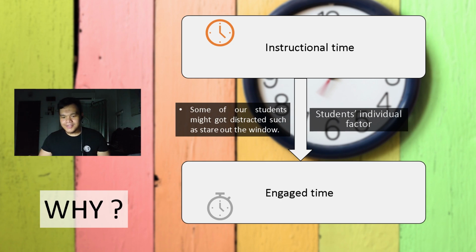So to make it simple for you guys, okay, I will label this as the student's individual factor. When they lose their attention in the class, that's the student's problem. But we have to facilitate them, we have to grab their attention back so that they can get involved in the teaching and learning session. But you must be wondering, what are the examples of students' individual factors?